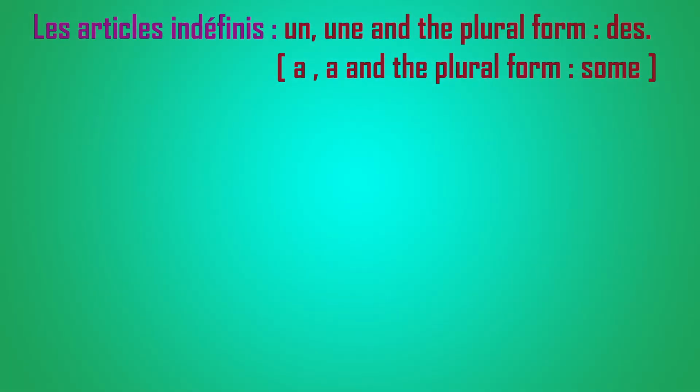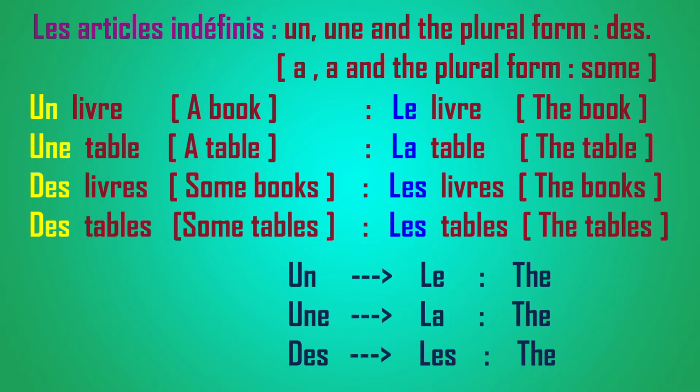We have already learned les articles indéfinis, the indefinite articles: un, une, and the plural form, des. Un livre, a textbook. Un is used for all masculine singular nouns. Une table, a table. Une is used for all feminine singular nouns, and the plural form, des, is used for all plurals, masculine or feminine.